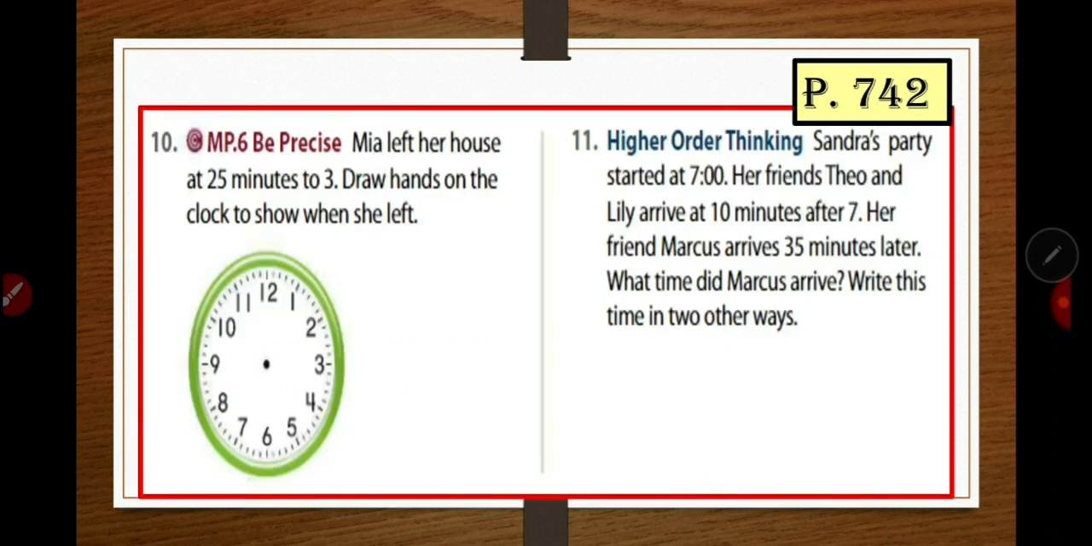Mia left her house at 25 minutes to 3. Draw hands on the clock to show when she left. Okay, so always remember when to put the shorthand and when to put the longhand. Do you have the answer now? Okay, so we have the shorthand is at, okay, 3, near to 3, okay? Near to 3. When you say minutes to, that's before, okay? Before 3 o'clock.